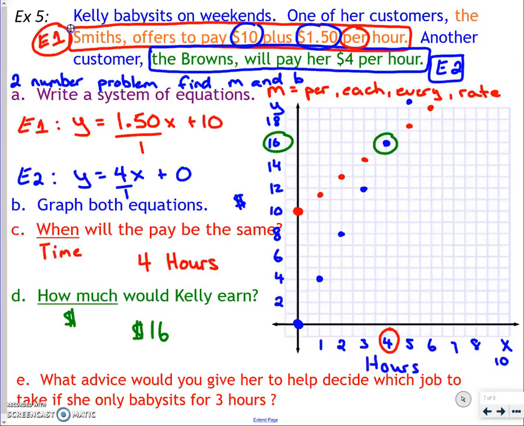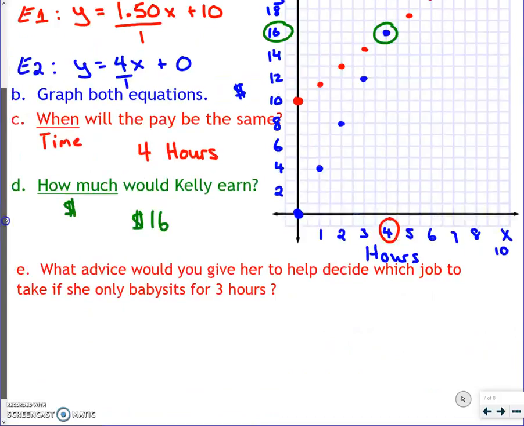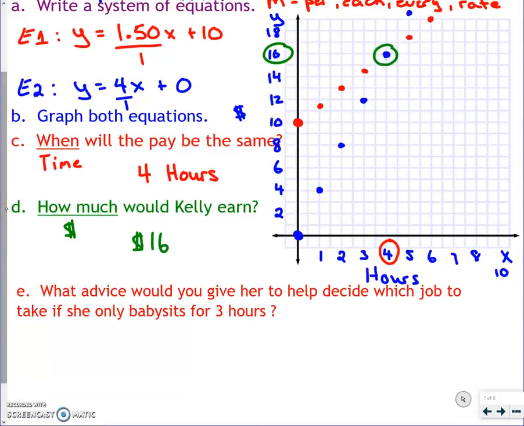So they're going to ask a question down here at the bottom that says, what advice would you give her to help her decide which job to take if she only is going to babysit for 3 hours? I'm going to give myself a little space here. I still want to be able to see this graph. On this, guys, if she's going to babysit for 3 hours, well, let's look at 3 hours and see where the 2 dots are. If we go up, just like we had with the scatter plots from the last test, with this blue dot, she's going to make 12.